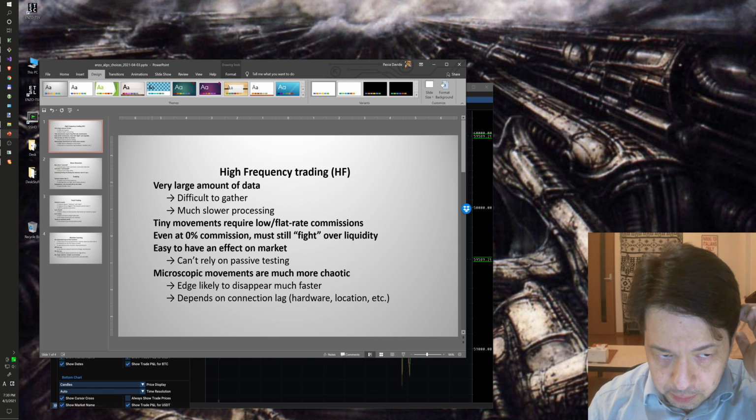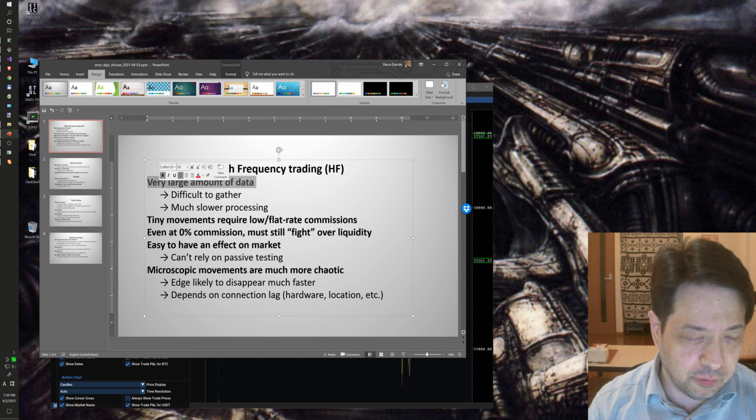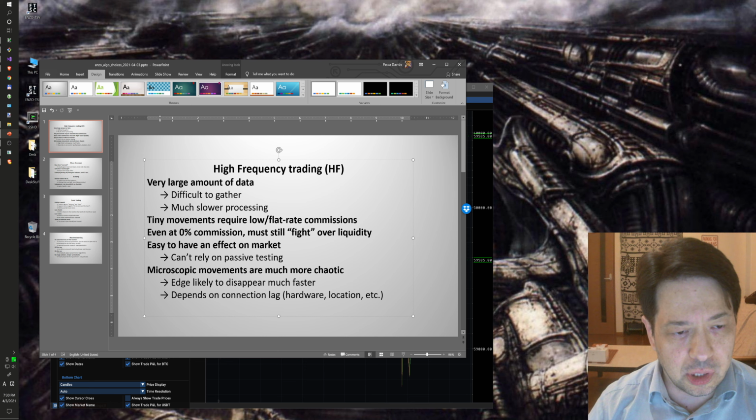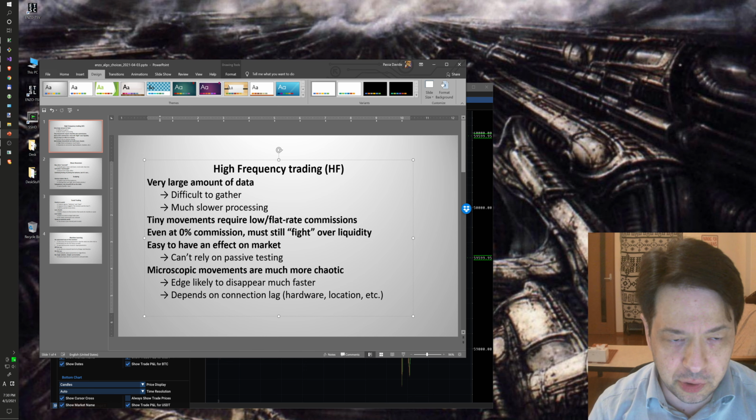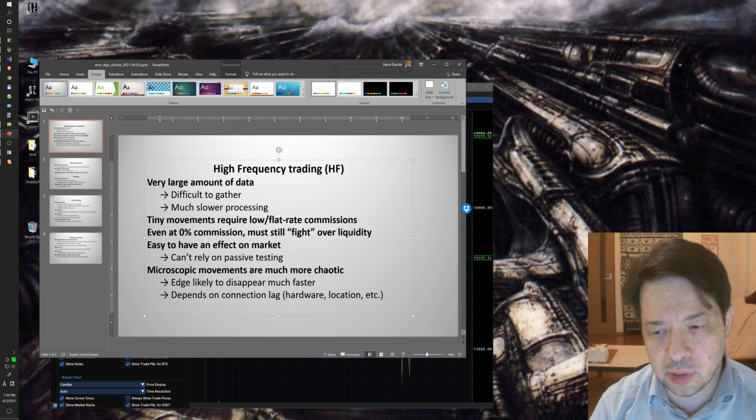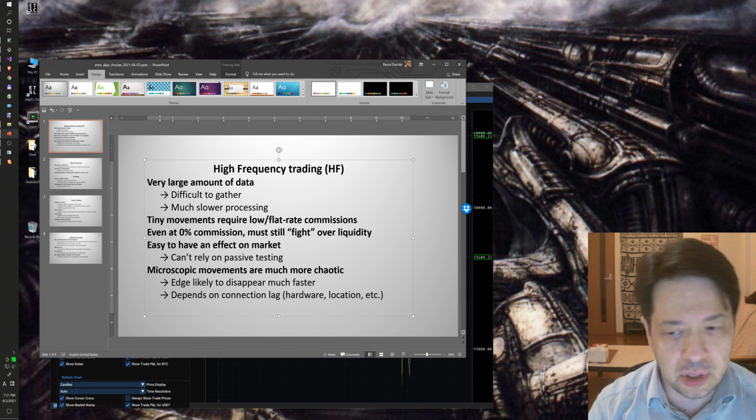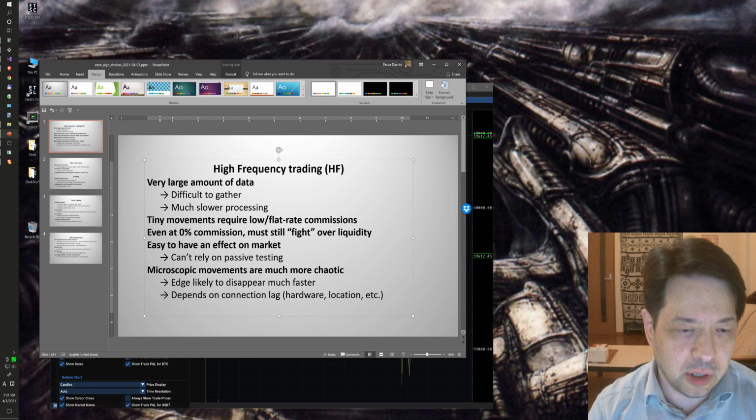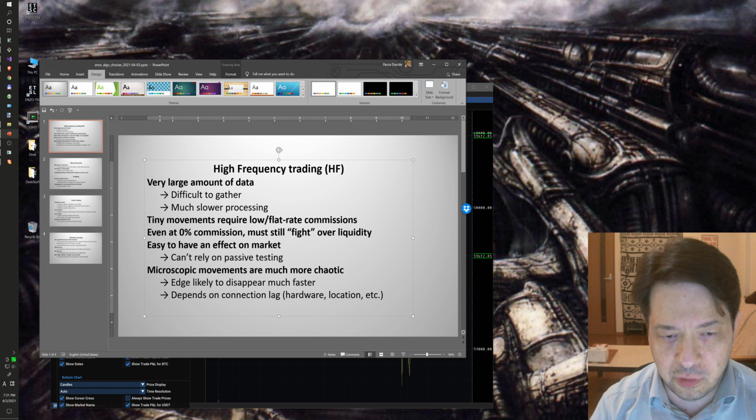First of all, it's a lot of data. It's a very large amount of data, so it's difficult to gather. For example, we do gather high frequency data from Binance, but there is a rate limit for it. So we started actually a couple of years ago, and it does take quite a long time just to take data from some markets.